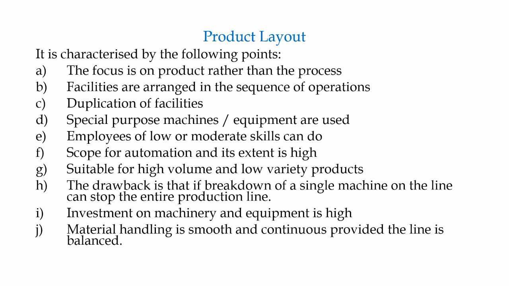Then investment on machinery and equipment is high, because there is duplication of facilities, and we are going for special purpose machines or equipment. Definitely the investment on machinery and equipment will be high, and material handling is smooth and continuous provided the line is balanced. So these are all the characteristics of product layout.